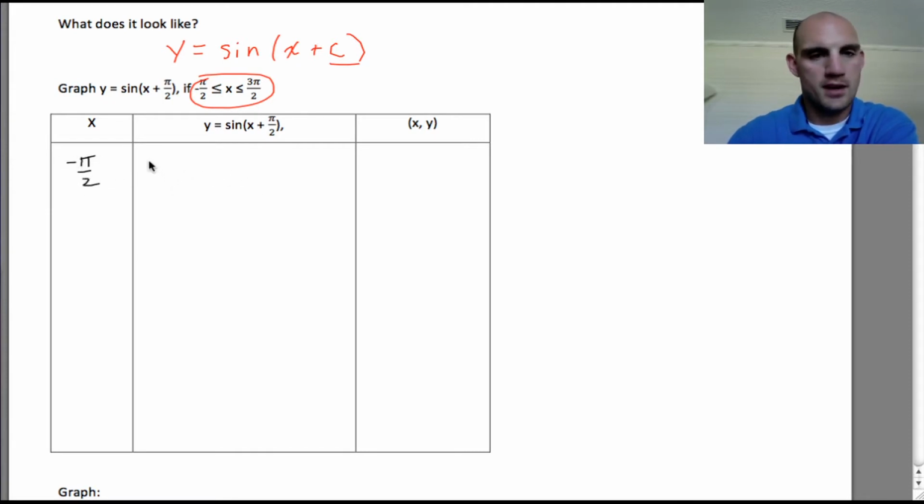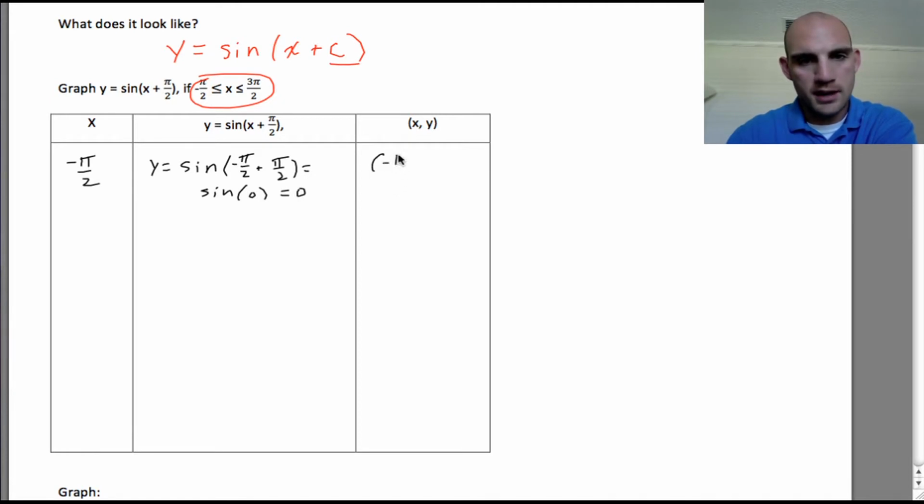Okay, so obviously, because they told us to, we are going to start with negative pi over 2. Now, when we do this function, we're going to put in this value for x. Now, this is going to equal sine of 0, which we know is 0. So our x and y is going to be negative pi over 2, comma 0.